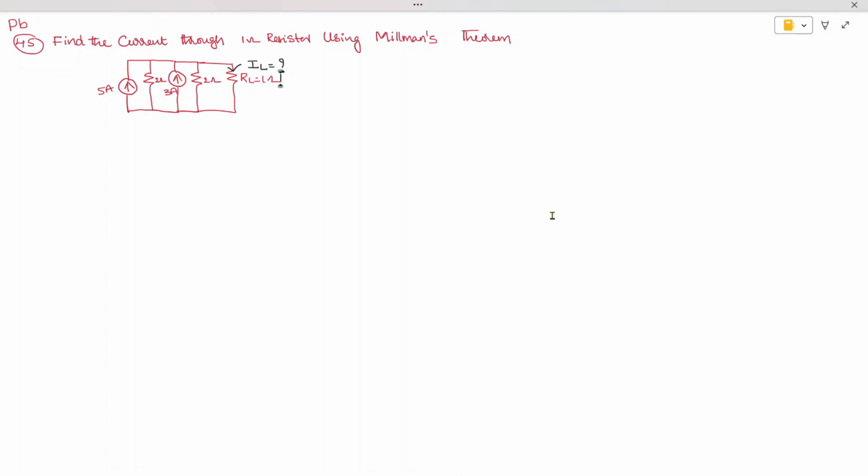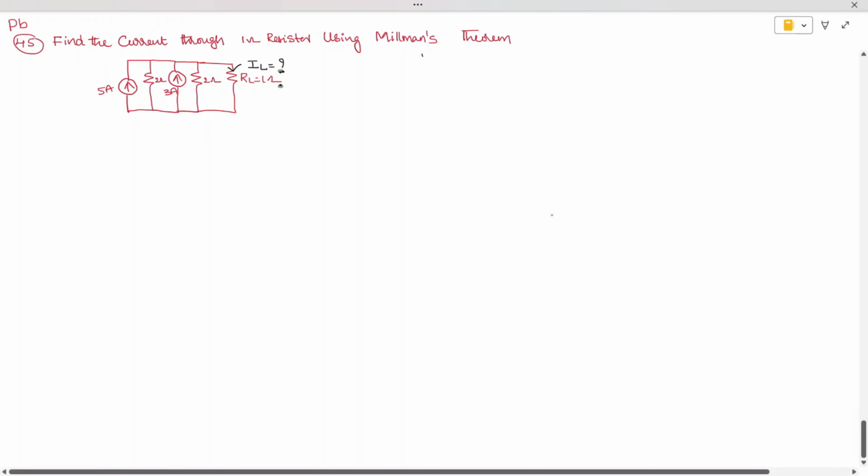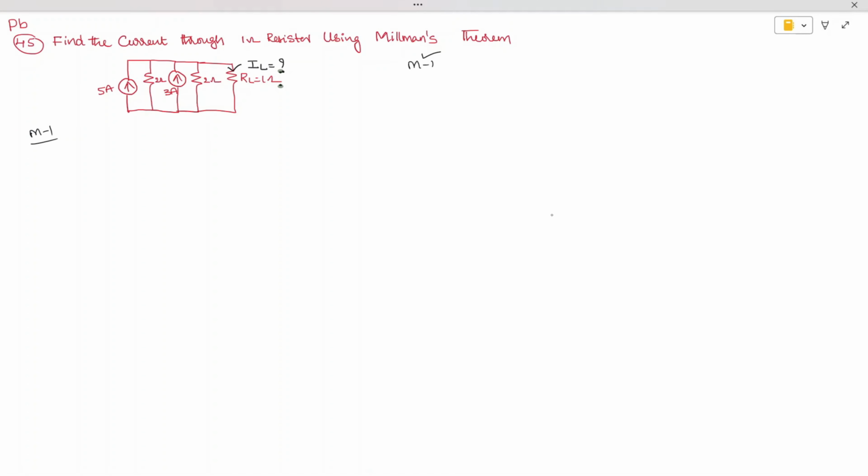So today we are going to solve problem number 45. Find the current through the load resistor of 1 ohm using Millman's theorem. Let's try to do this by method 1, and in method 2 we'll try to do it without Millman's theorem. Okay, that also we will do.